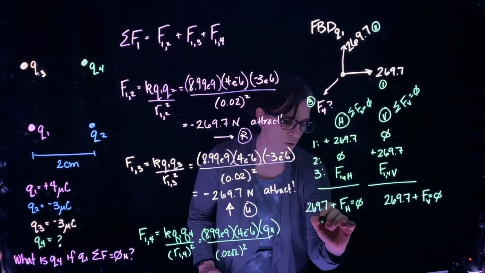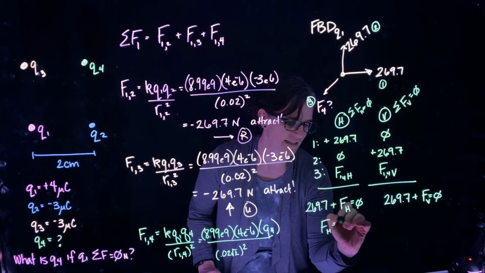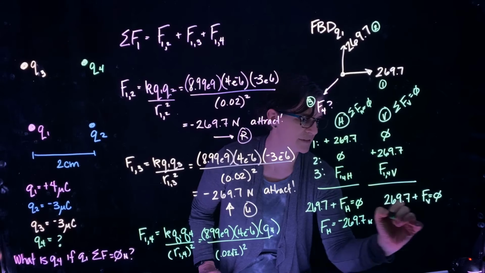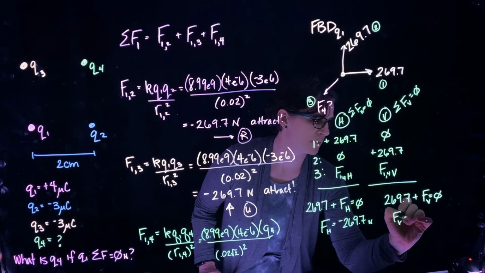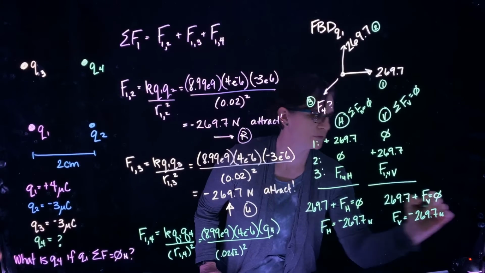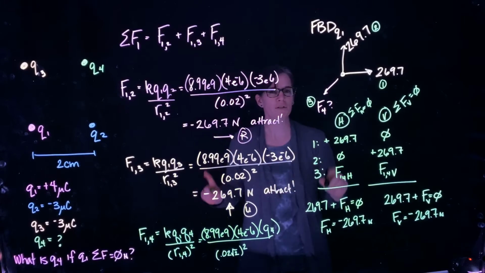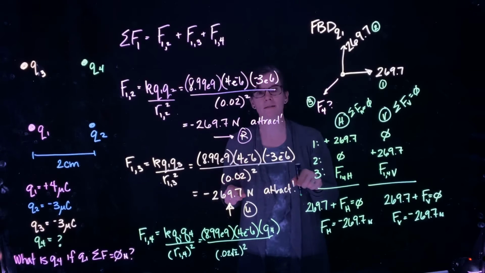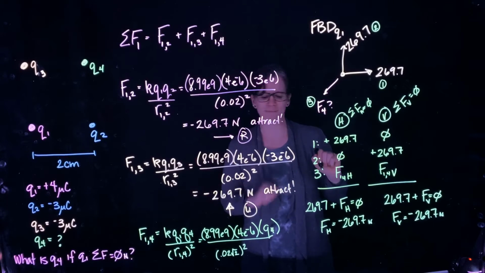We find that our horizontal component is equal to negative 269.7 newtons, and our vertical component is negative 269.7 newtons. Now you might have been able to deduce that since these two were the same, but it's valuable to go through the process in case they were slightly different.